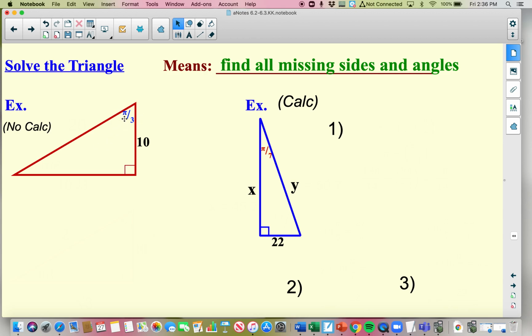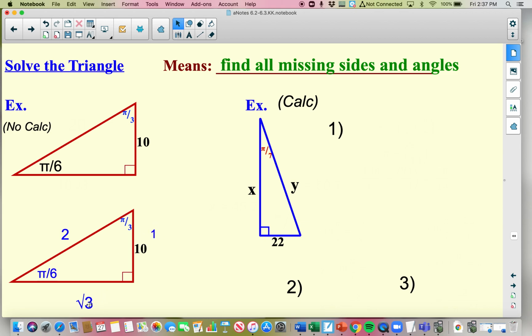Pi over 3 is 60 degrees. This is obviously 90 degrees. So by default, we know this is a 30, 60, 90. So if this pi over 3 is 60, then I know that my angle down in the corner here will be pi over 6, which is 30, right? So again, I have a 30, 60, 90 triangle. Now, if you go back to your knowledge of 30, 60, 90 triangles, you know the ratios: opposite of your short or your small angle, 30, is your short side.